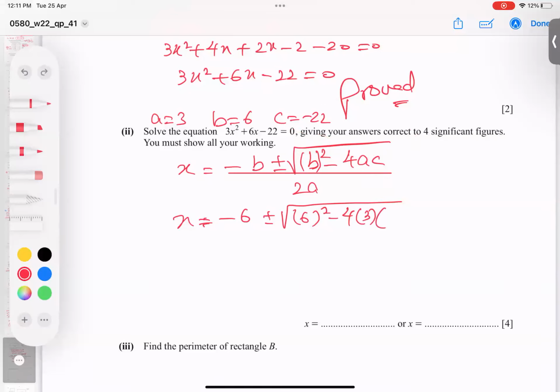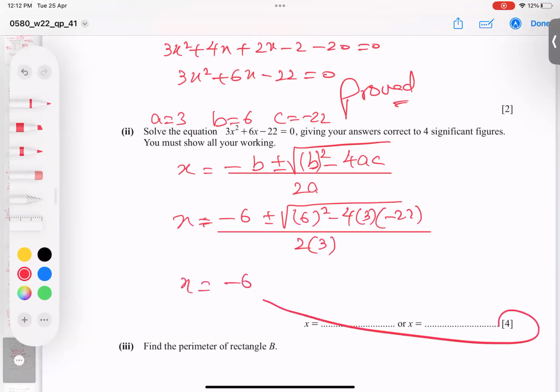C value is minus 22 and a value is 3. At least, because it's a 4-mark question, at least show this working. And this in the root, in the root, what value is coming?